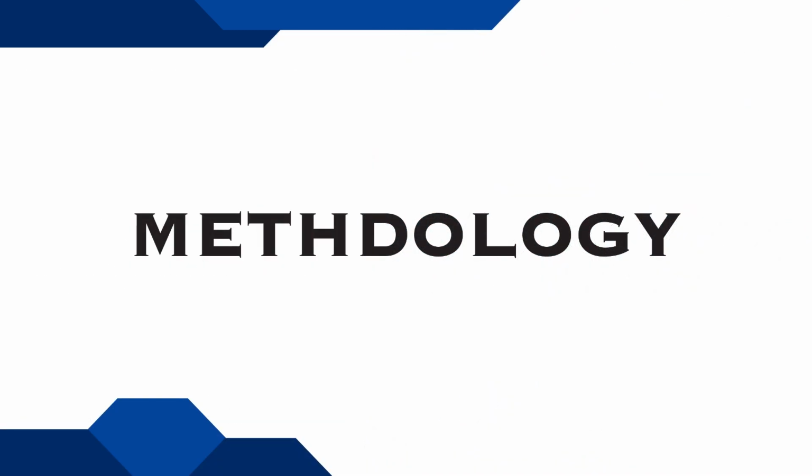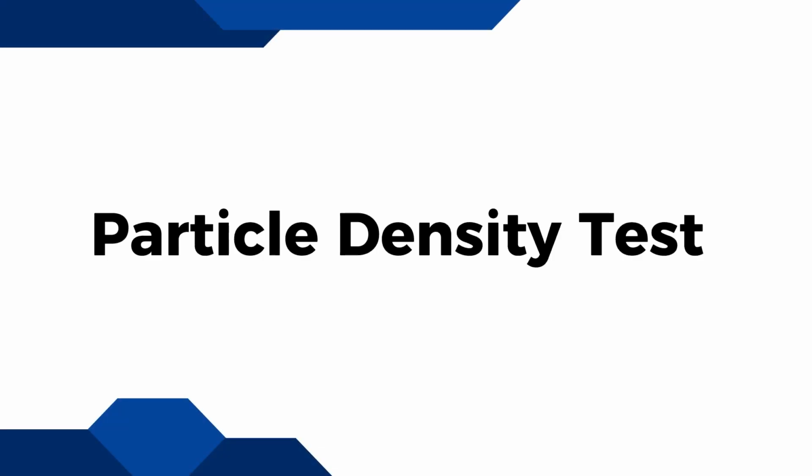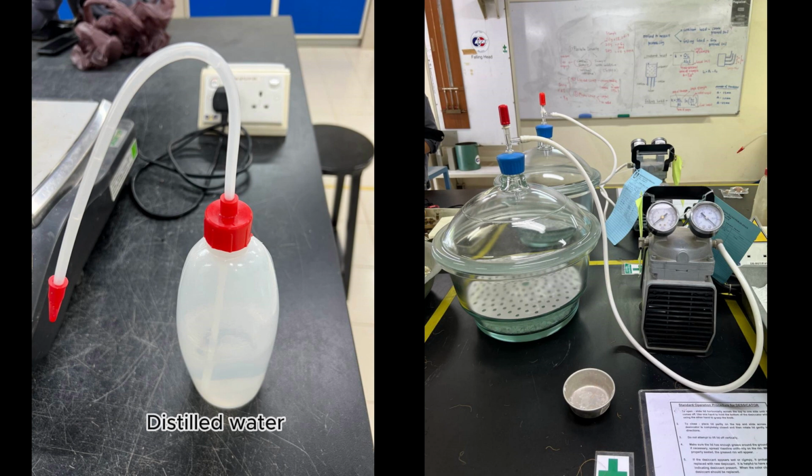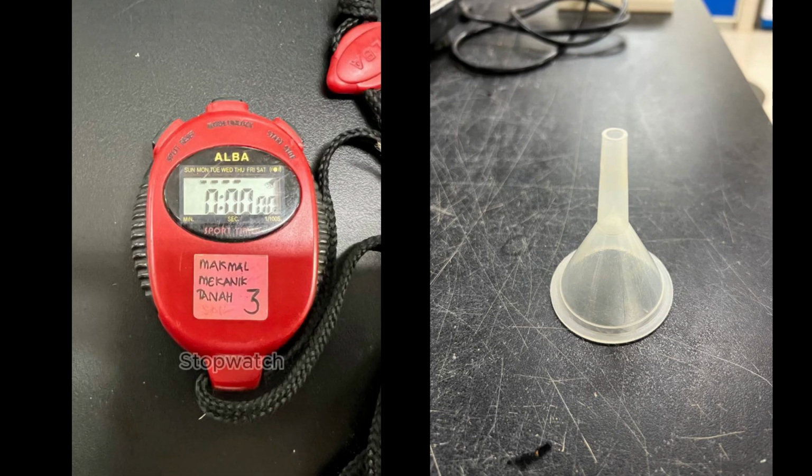Methodology. Firstly, particle density test. The apparatus and materials used for this test are 20 gram of soil sample, 1.2 gram of POFA, density bottle with stopper having capillary hole at its center, wash bottle containing distilled water, vacuum sets, stopwatch, funnel, and weighing balance.